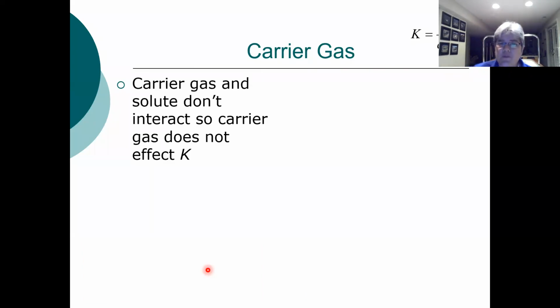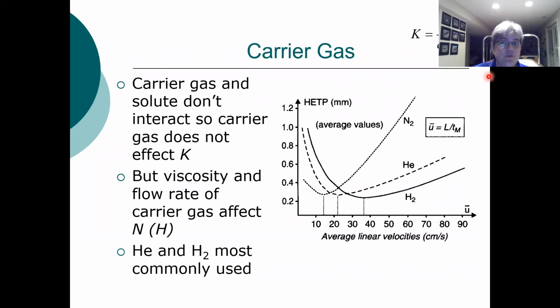Okay, so the carrier gas and the solute, remember, don't interact. So the different gases do not affect K, okay, because there's no interaction in the stationary phase. But these different gases do have different viscosities. And remember, viscosity affects D, that diffusion coefficient. And remember, the mobile phase velocity, the flow rate, also will affect H. Okay, so both viscosity and flow rate affect H.